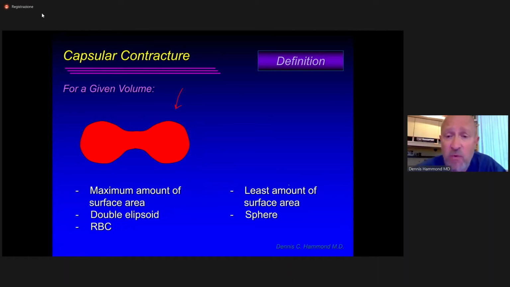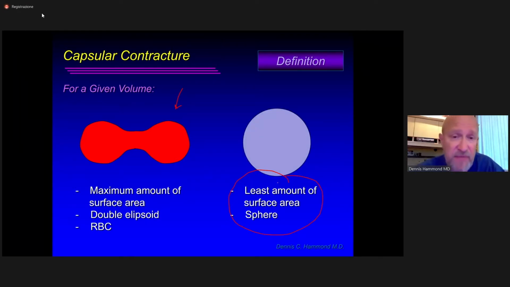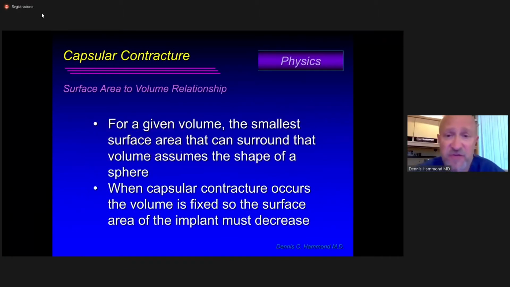Now, what's the opposite of that? What's the least amount of surface area that you can wrap around a given volume? That shape is a sphere. So the volume between these two is the same. It's just the surface area that's changed. For a given volume, the smallest surface area assumes the shape of a sphere, just because of the laws of physics. Now we can apply that to the breast. When capsular contracture occurs, because the implant is somewhat compressible, the surface area can change, but the volume is fixed. So the surface area has to decrease just by the laws of physics.